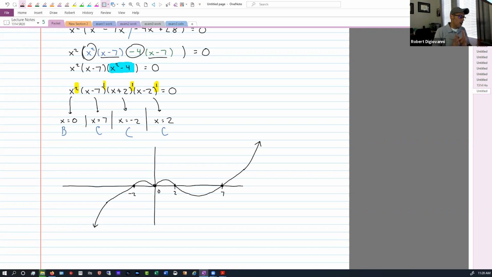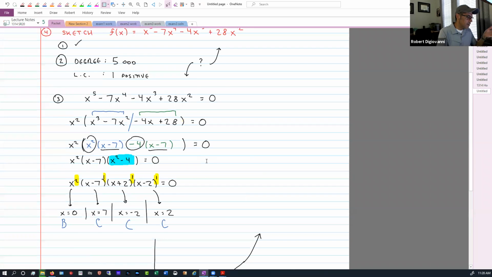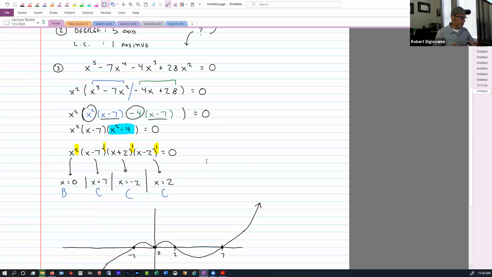But these two problems, I hope that you can recognize the difference between how you go about doing them. I think that this problem number 4 is harder because it involves the factoring step. Okay, any questions before we move on to rational functions?